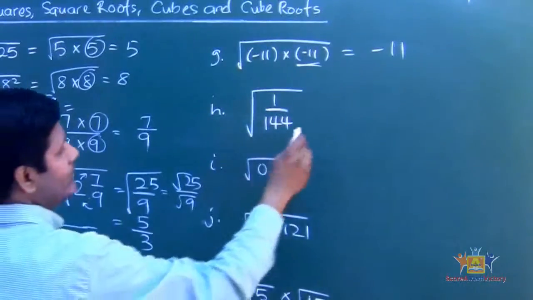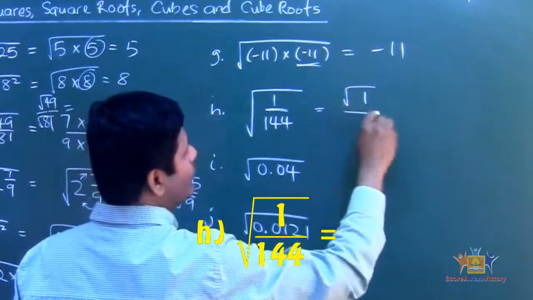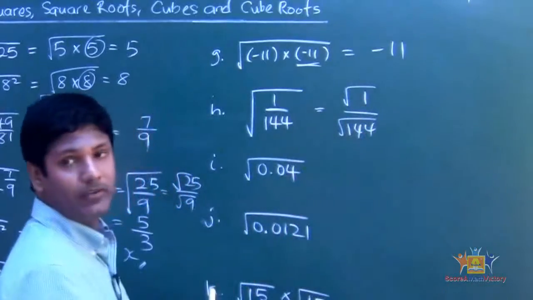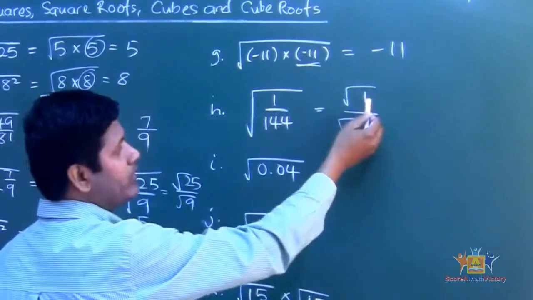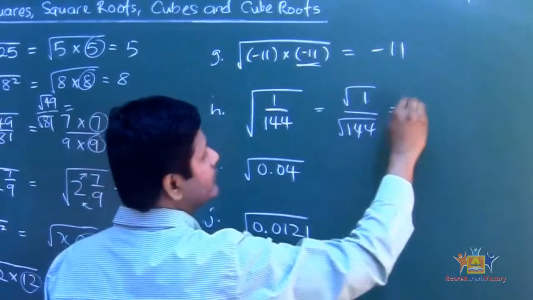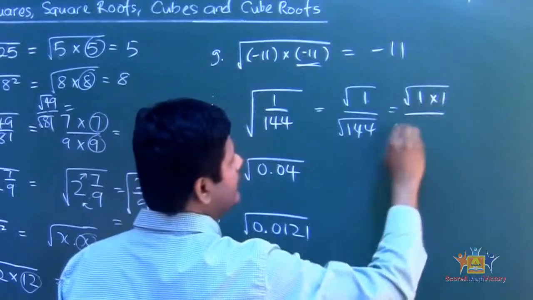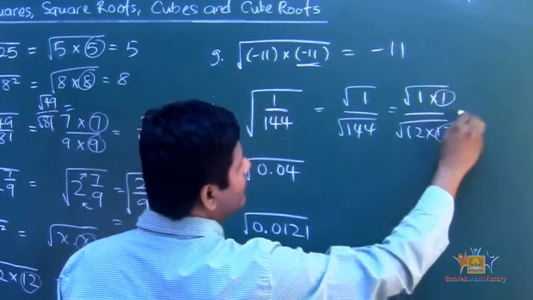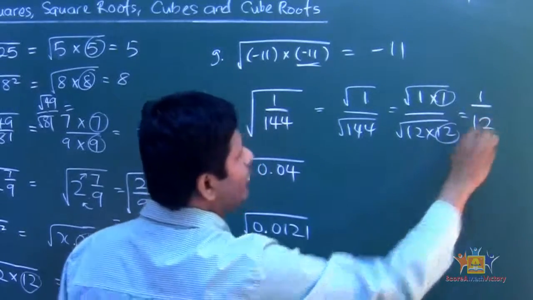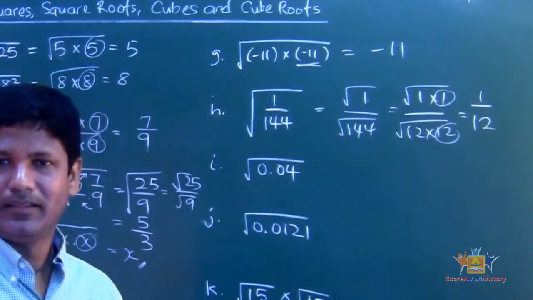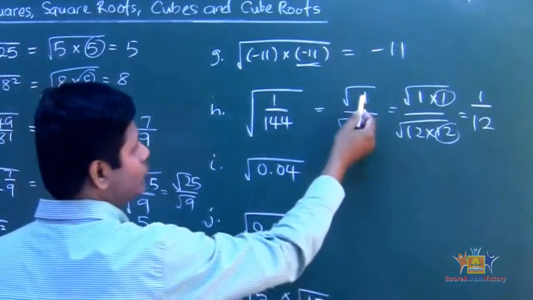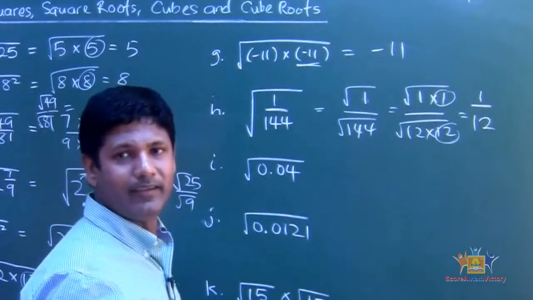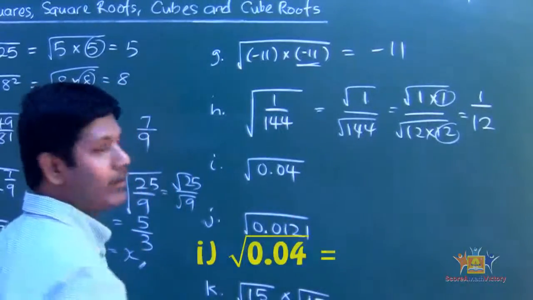Now this one, which is square root of 1 over square root of 144. They both are perfect squares because this is 1 times 1 and this is 12 times 12. We only need 1 out of that, which means 1 over 12. Alright? Square root of 1 is 1, square root of 144 is 12. Right there. Okay? What about this one?